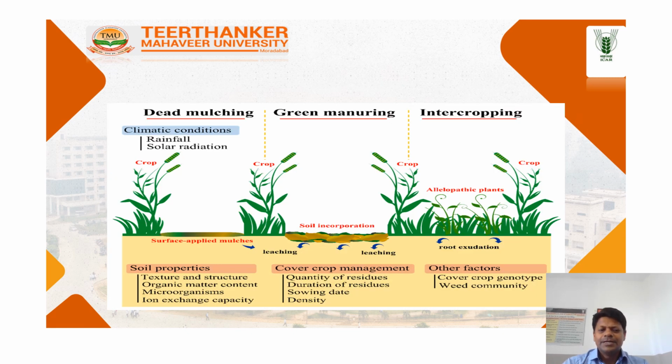Here are mentioned dead mulch, green mulch, intercropping. These are climate conditions, rainfall, solar radiation. Here are surface-applied mulch and soil-incorporated allelopathic plants. Also mentioned are soil properties, cover crop management, and other factors. Allelochemicals also increase soil structure through the decomposition of plant material.